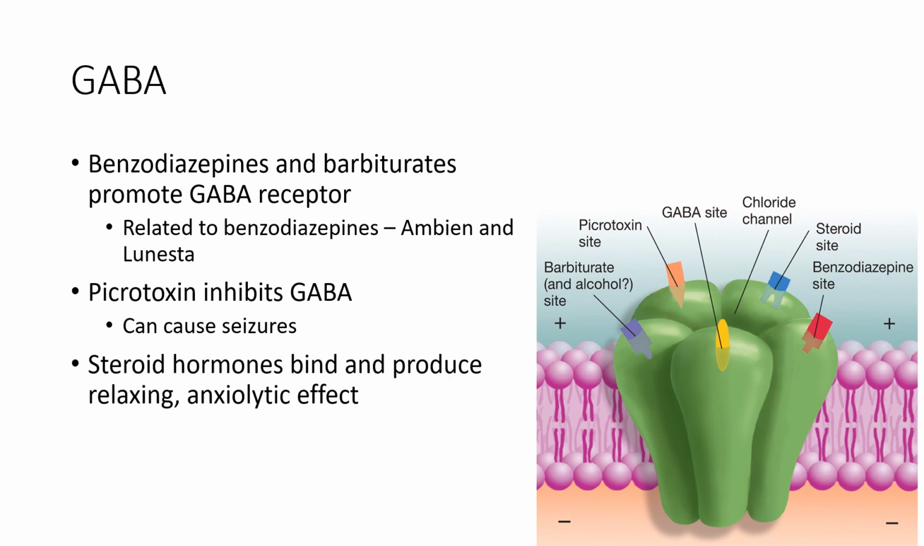There is also a site here on this GABA receptor for a steroid hormone. And when binding here happens, we get a relaxing, anxiolytic effect. So this is going to promote GABA. We see an increase of this in women in pregnancy. So we see an increase in the steroid hormone binding, and that makes sense because it's going to produce more of a relaxing effect. And we could see how something like that may have evolved and may be beneficial for a pregnant woman.